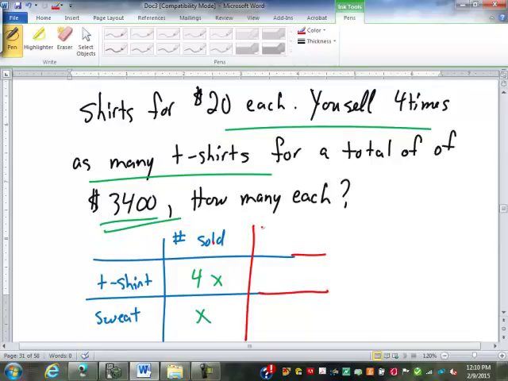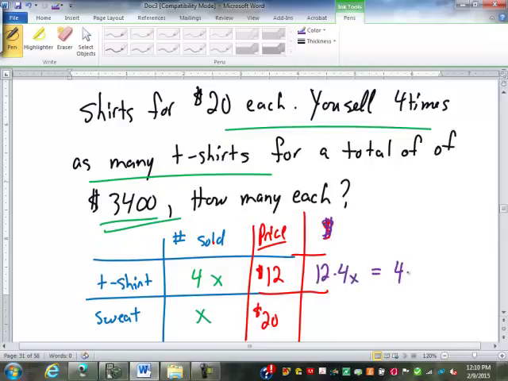Well, the price of a t-shirt was $12. Price of a sweatshirt is $20. So the dollars collected from each is the price times the number sold. So 12 times 4x would be 48x. For sweatshirts, it's 20 times x, which is just 20x.